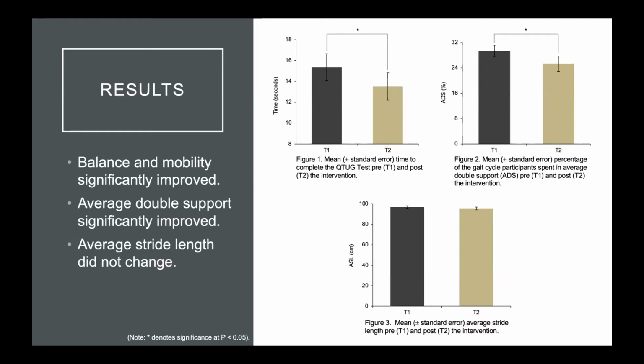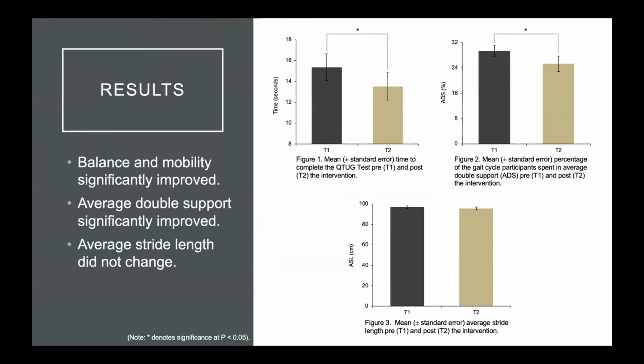Now in the graph on the right, we have a walking characteristic called average double support. This is the proportion of time when walking that they spend with both feet in contact with the ground. We can see that this proportion significantly reduced after the intervention, which means their risk of a fall also reduced.